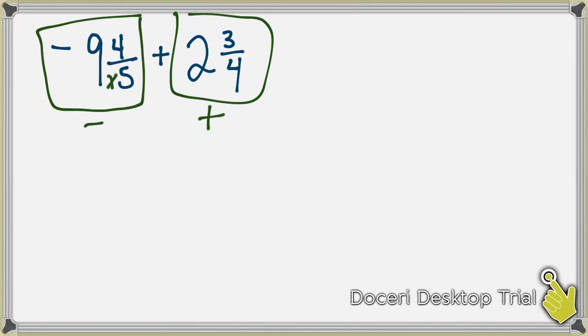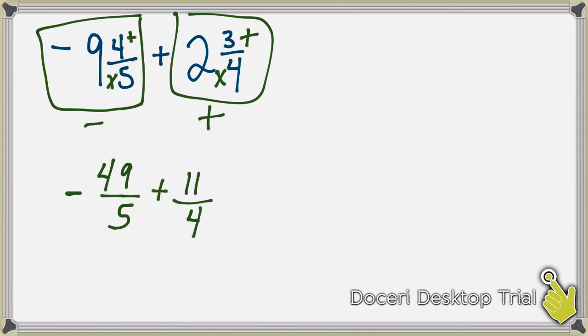So 9 times 5 is 45, plus 4 is going to be 49. So I have 49 over 5, but this whole thing is negative, so I have to put the negative sign in front. Now 2 times 4 is 8. 8 plus 3 is 11 out of 4, and it's positive, so I'll keep it a plus sign. Now the denominators are not the same. We need to turn them into common denominators. So the common denominator here would be 20.